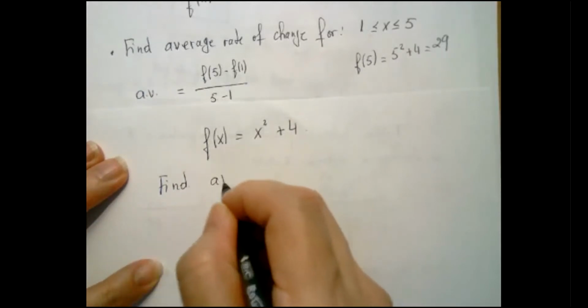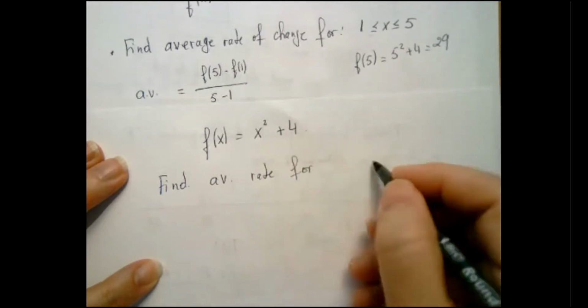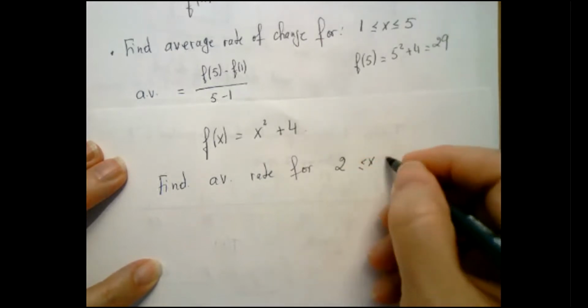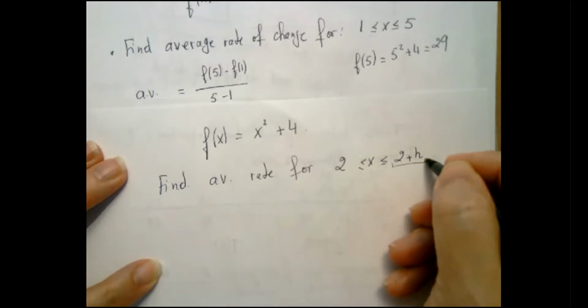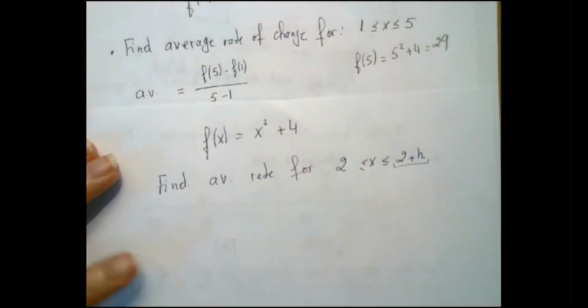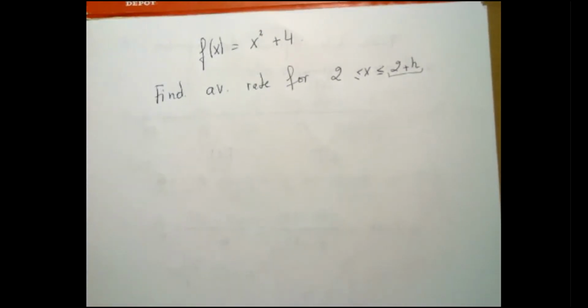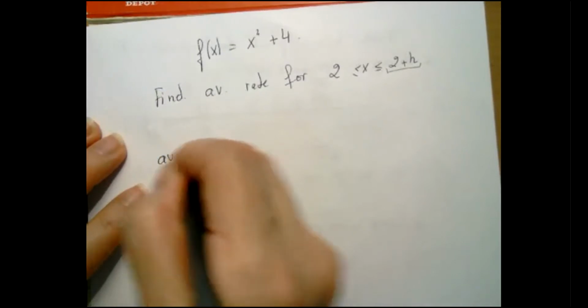And the question is, find the average rate for x between, okay, you're not going to like it, 2 and a certain thing called 2 plus h. So this problem is purely symbolic, but we should be able to learn how to do it. All right, so let's compute the average rate in this situation. The formula is the same, so there is nothing new. So what's the average rate?